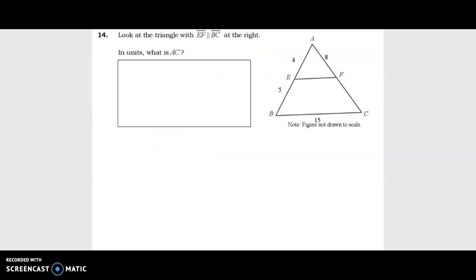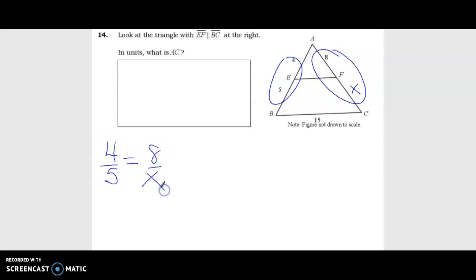So for 14, it tells us that EF is parallel to BC. Can you find AC? So I'm going to label this X and know that I'm going to use that later to find the entire length. So I have my proportion. We're going to solve for x by cross multiplying. And now we're going to divide by the coefficient. So x is 10. That is not my answer to the question.